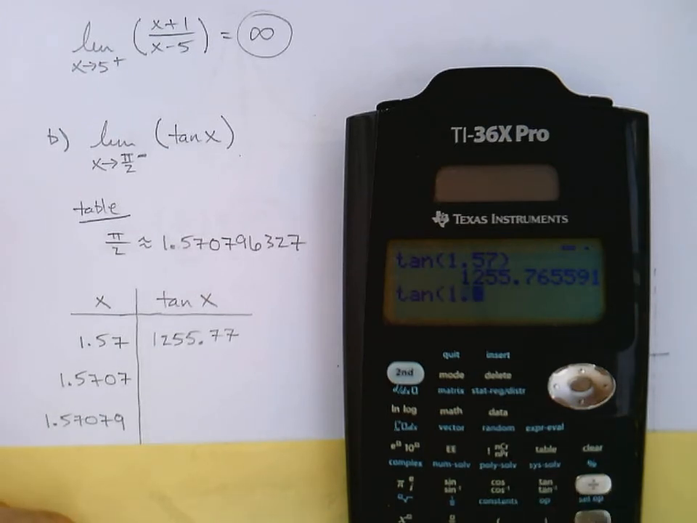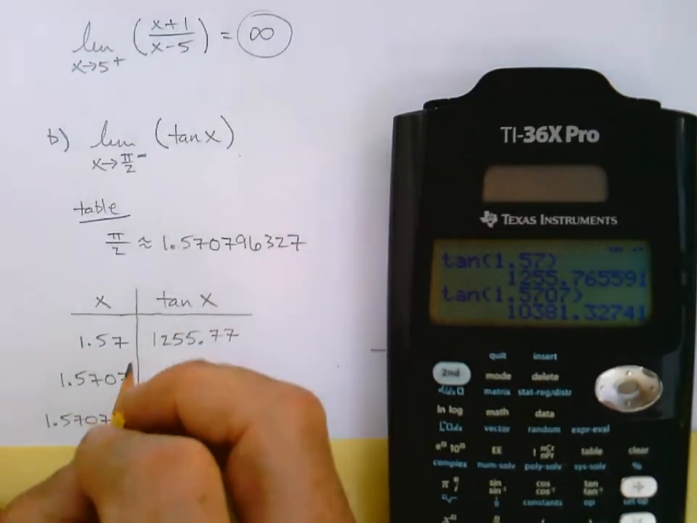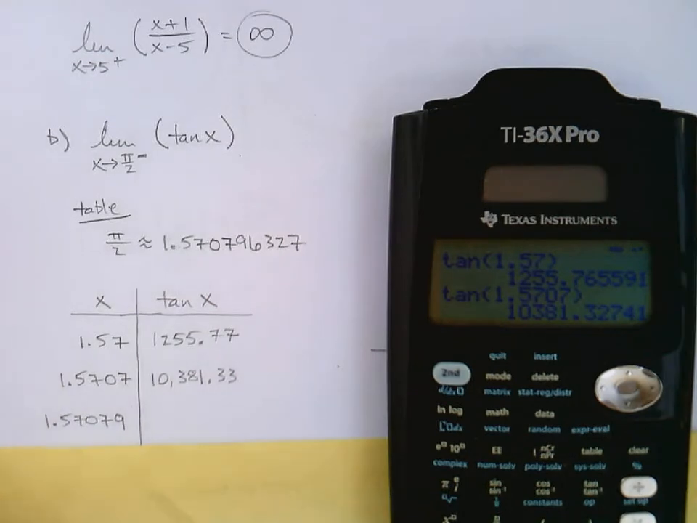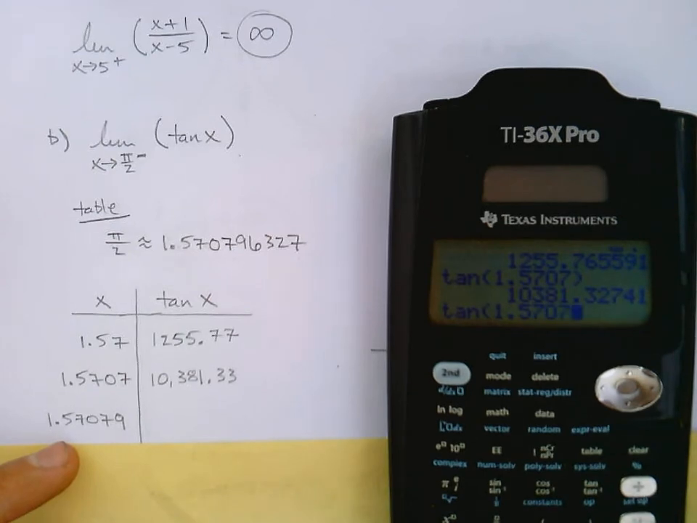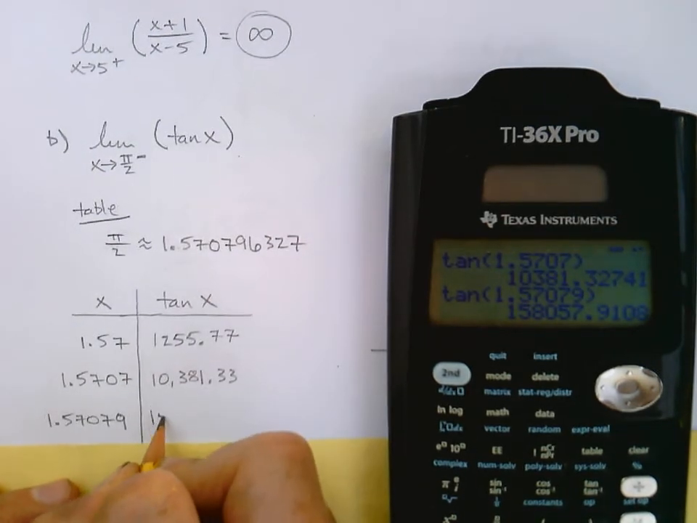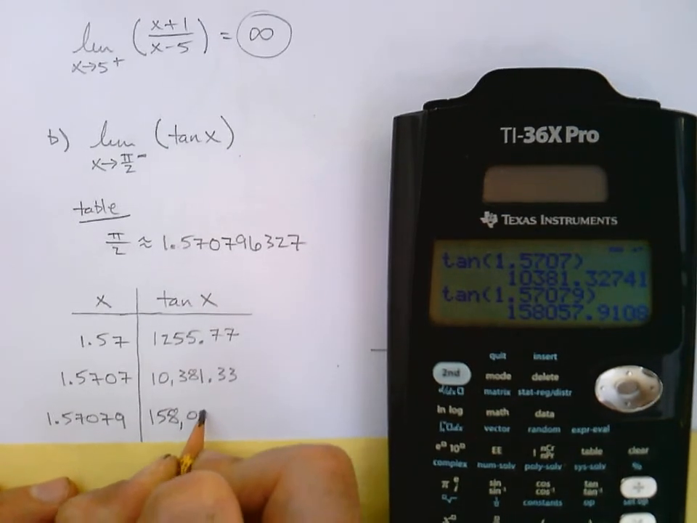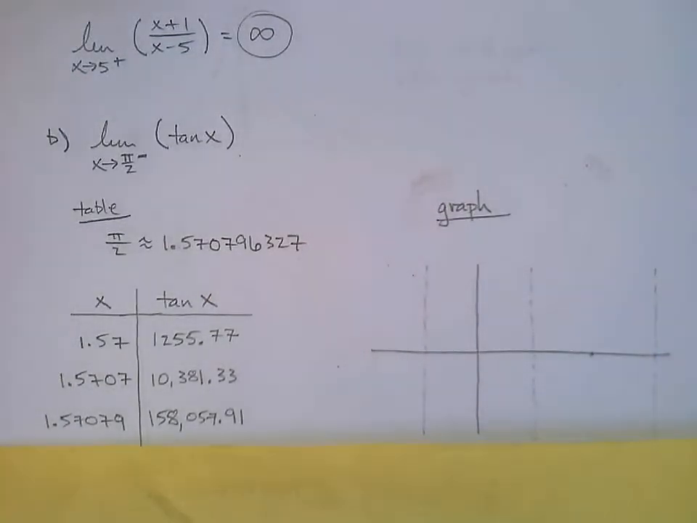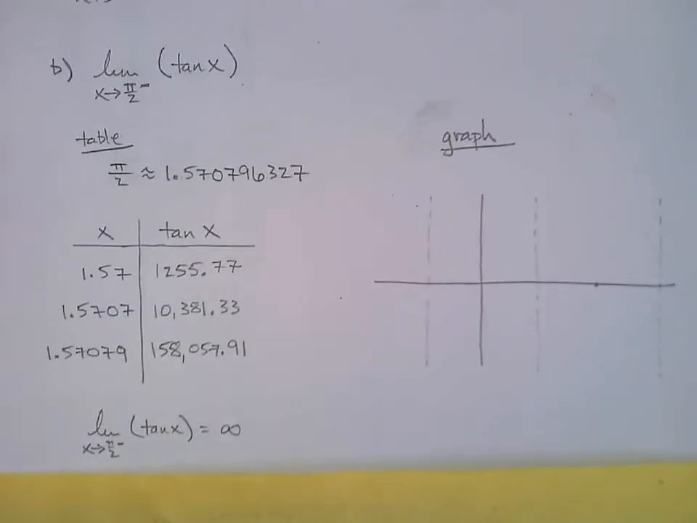And then if I go to the next one, 1.5707, get a little bit closer, 10,381.33. Okay, well, I've got a pretty good idea of what's happening here. But let me do one more, just so there's no doubt. 158,057.91. And so as I approach pi over 2, it seems pretty clear to me that those numbers are getting quite big, quite fast, and they're all positive. That's going to positive infinity as I approach pi over 2 from the left.